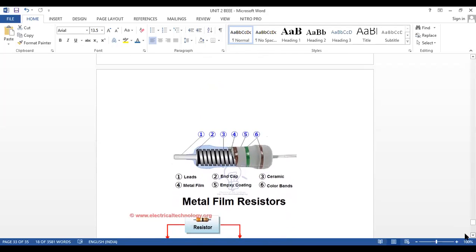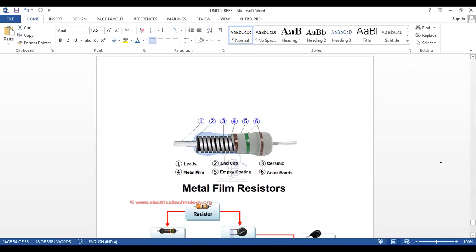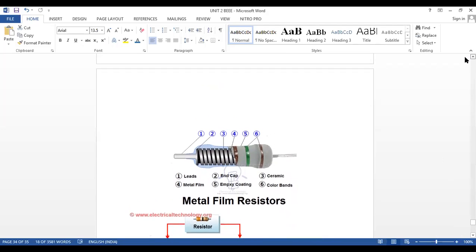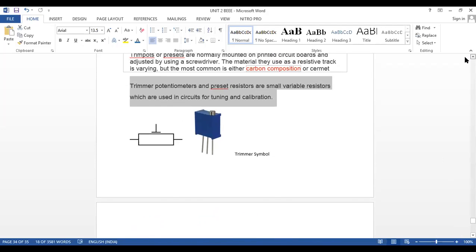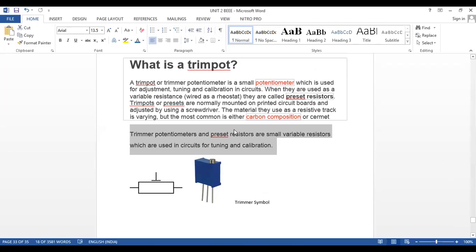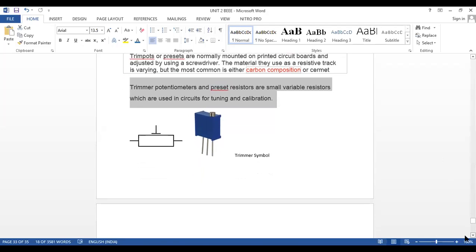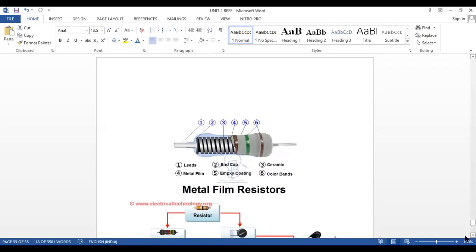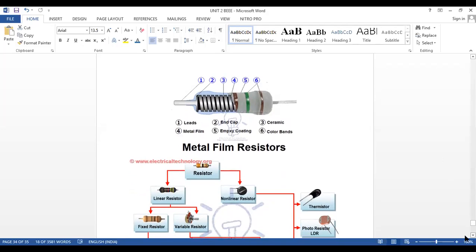Sir, is it also used in weight machines? Weight machine is correct. It is also used in the weighing machine, but in very large size. Weighing machines also use it. That's good. Now the image I am showing here is only for your understanding.